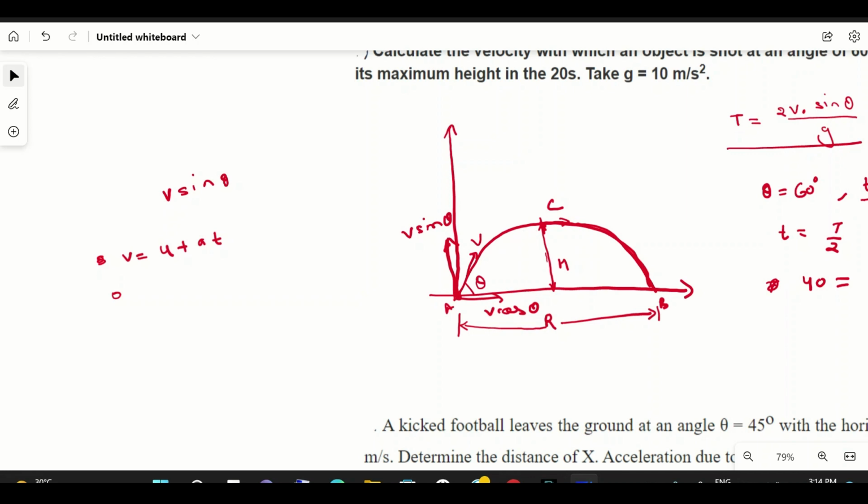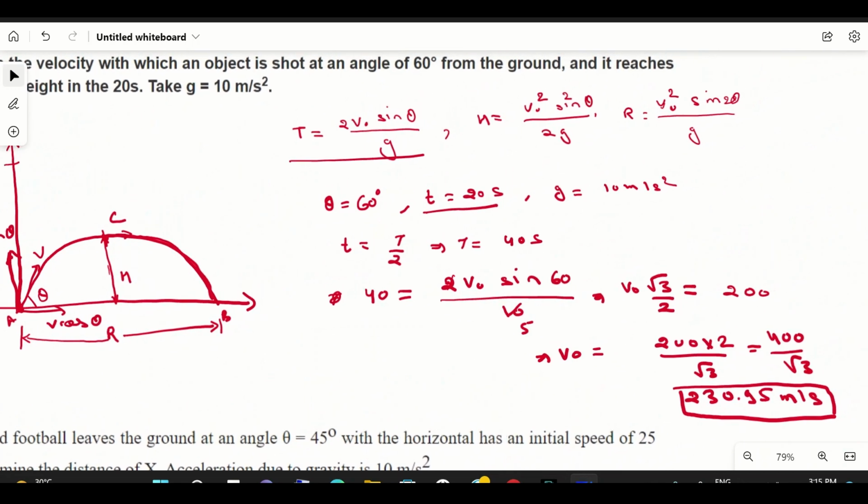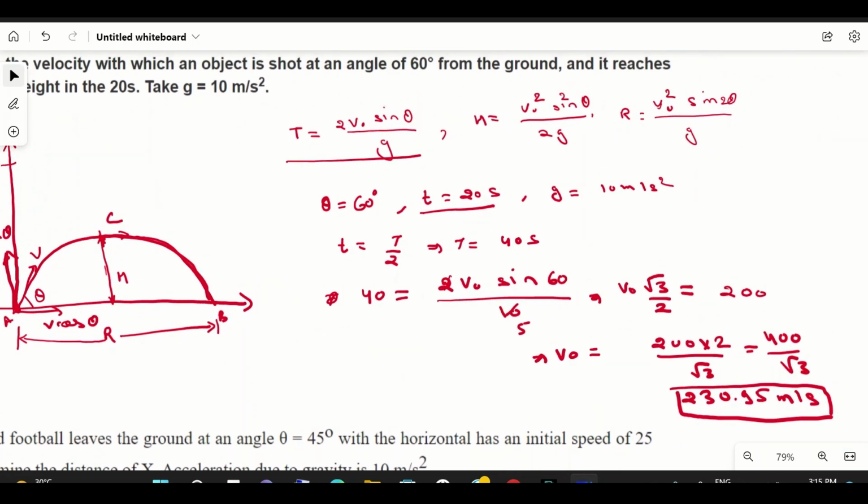At maximum height, the vertical component of velocity will become 0 always. So 0 is equal to U, and U is V sin theta, minus A; it is minus because gravity is in the downward direction, while the upward direction we are taking as plus, minus GT. So here T is equal to V sin theta upon G. You can see that T is equal to V sin theta upon G. We have already taken this value.